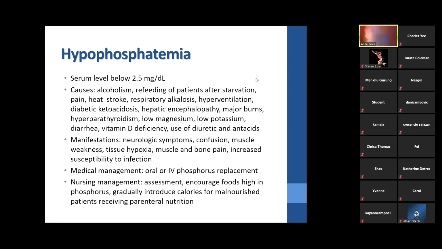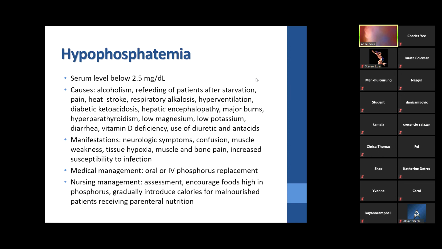Now, in terms of looking at hypophosphatemia, it is considered a serum level below 2.5. And once again, you're looking at nutritional status. You're looking at people that don't have the appropriate nutritional intake. And subsequently, you could look at certain endocrine disorders, but primarily you're looking at poor nutritional intake.